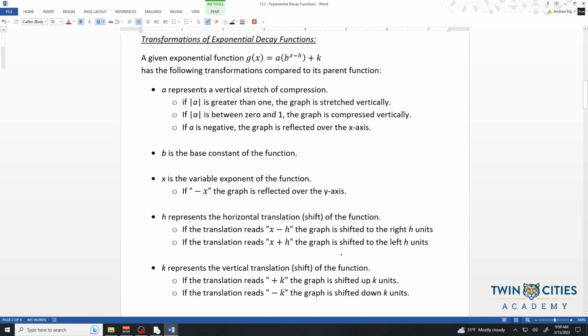k represents the vertical translation. So this is shifting up or down. Vertical is intuitive. That makes sense. So if it's plus k, I go up that many. If it's minus k, I go down that many.